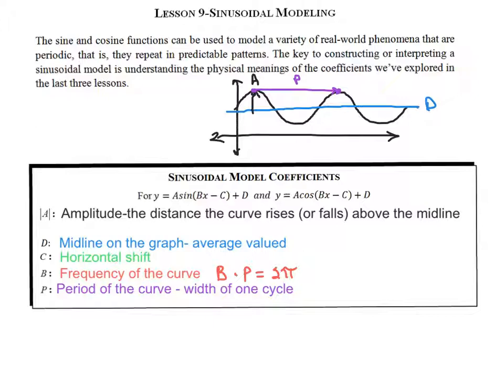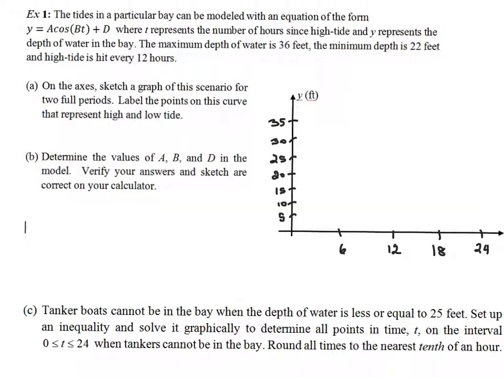So now let's go ahead and take a look at some application problems. In example number 1, we're talking about tides in a particular bay. Very often water, like tides or waves, can be modeled by trigonometric functions. So we're going to use a cosine curve.